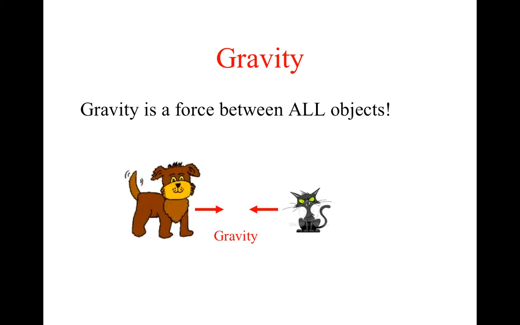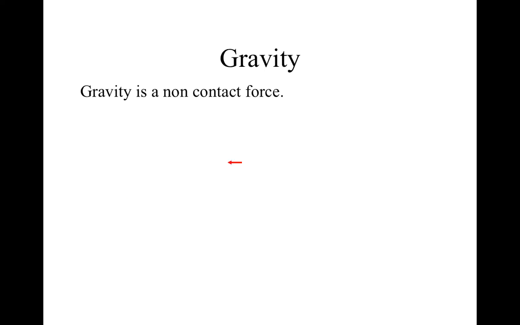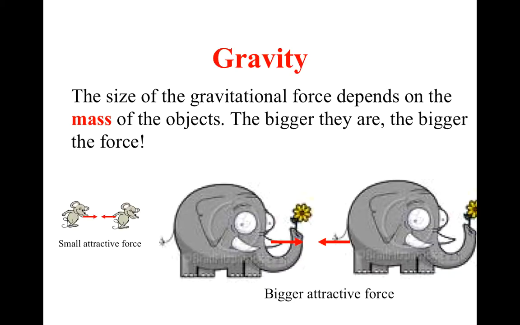Gravity is a force between all objects. It's a non-contact force. And the size of the gravitational force depends on the mass of the objects. So the bigger they are, the bigger the force. So as you can see from my pictures here, between the two mice there's a smaller attractive force, and between the two elephants there's a bigger attractive force.